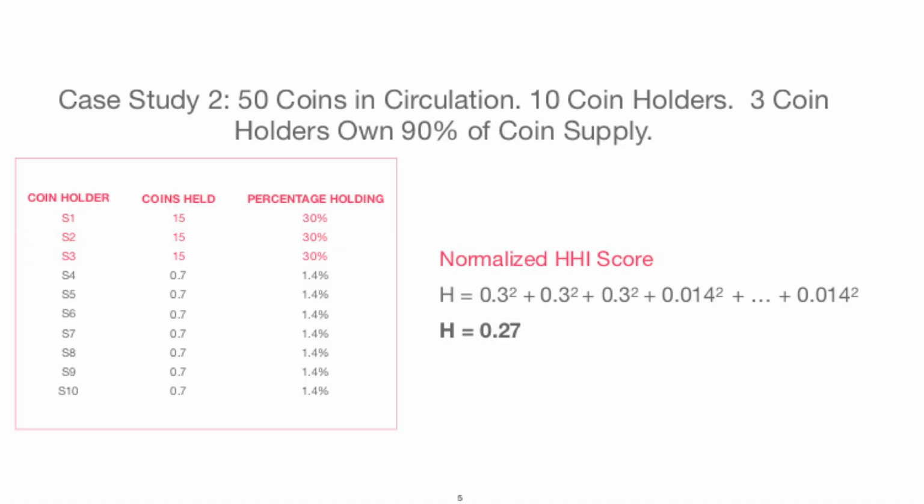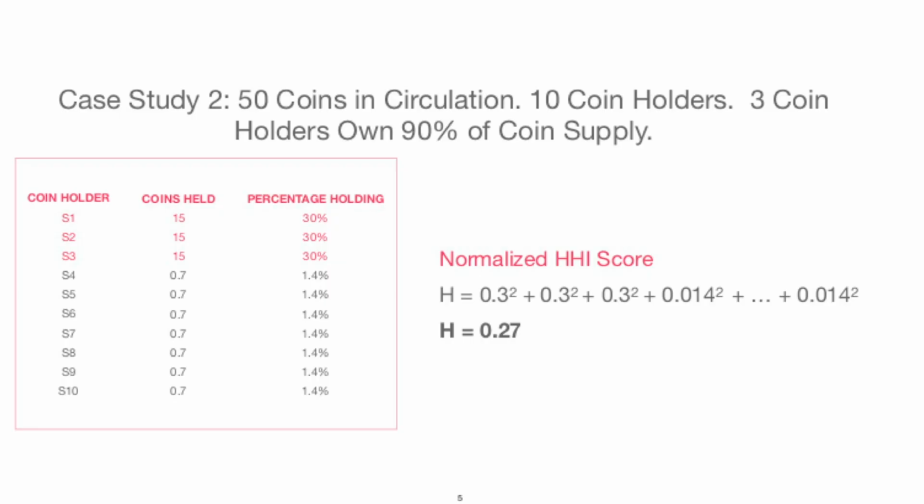Case study 2 is a high coin holder concentration case study. In this, 3 coin holders happen to have 90% of the coin supply, so each one holds 15 coins. That's 45 coins between 3 people. If we do the HHI calculation, the score is 0.27. So now you can see how 3 people out of 10 holding a majority of the coins can push that score north of 0.25, and that is now reflected as a high coin holder concentration. So if one of them decides to leave, the coin price can be impacted significantly.